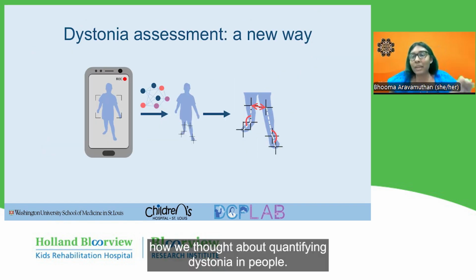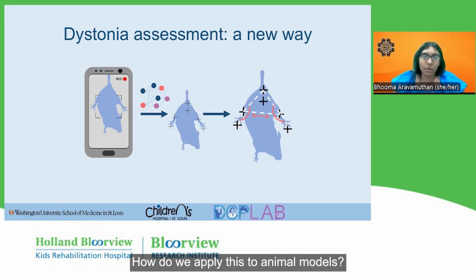So that was how we thought about quantifying dystonia in people. How do we apply this to animal models?